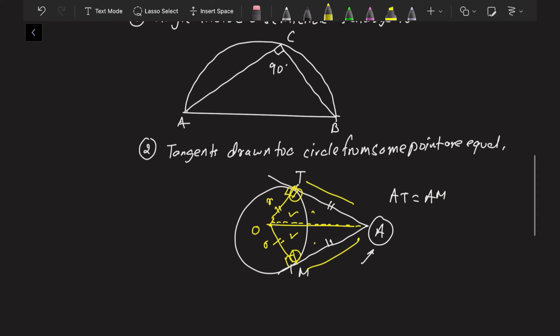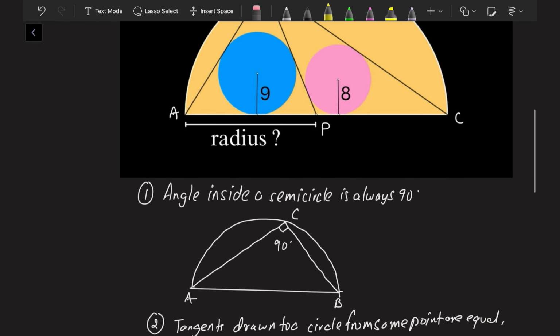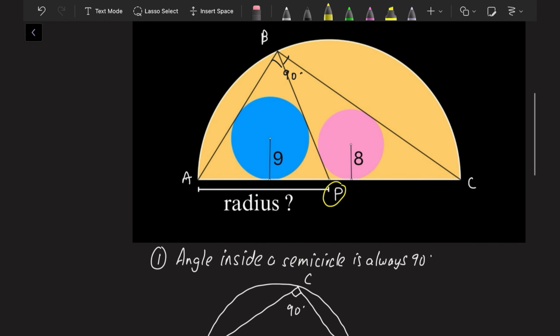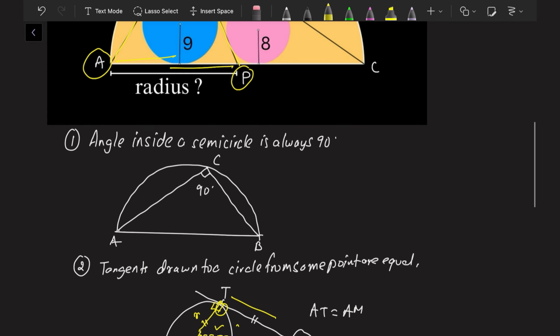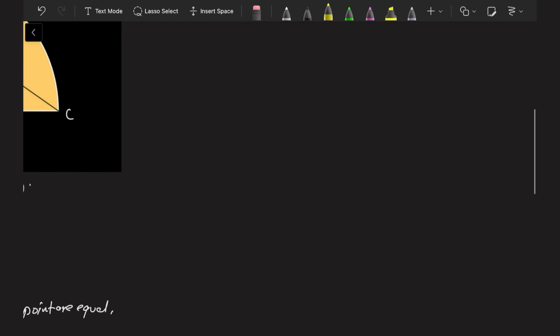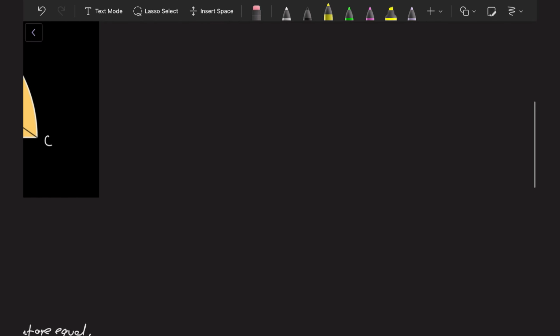Okay, now let us use this particular theorem in our question. So we can see that from this point P, let us just talk about this blue circle first of all. From point P we have a tangent, this and this. From point A we have the two tangents like this way, and from point B we have two tangents like this way. So let me just draw this as a separate figure at this side.